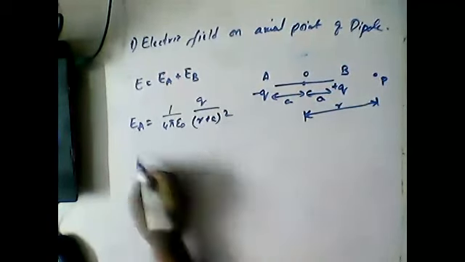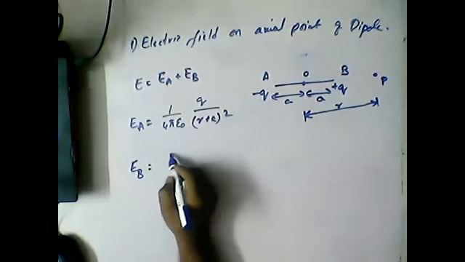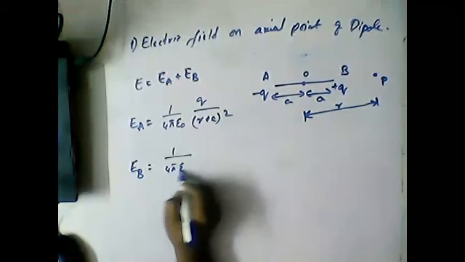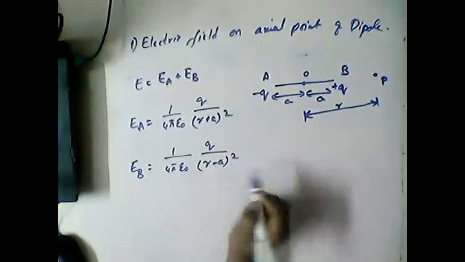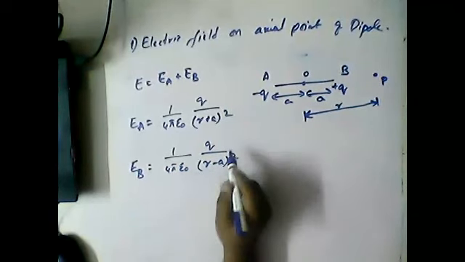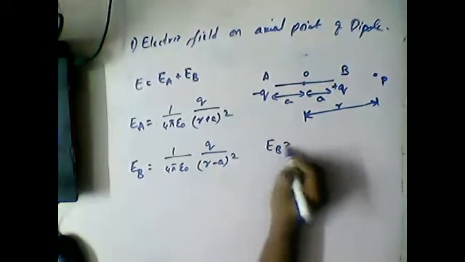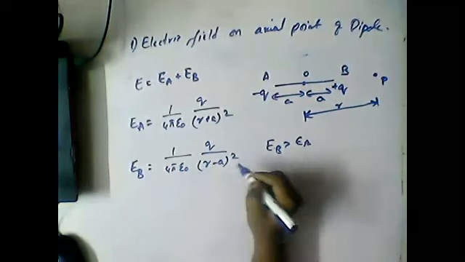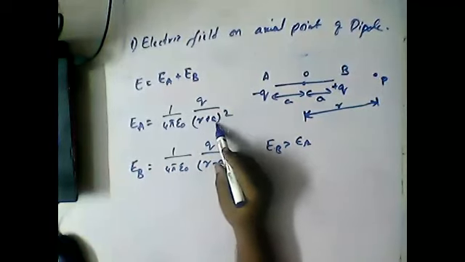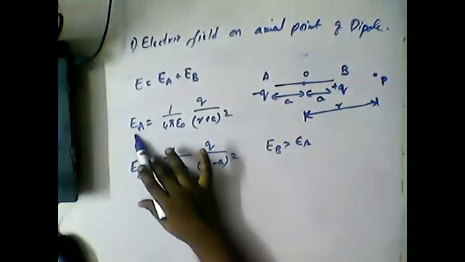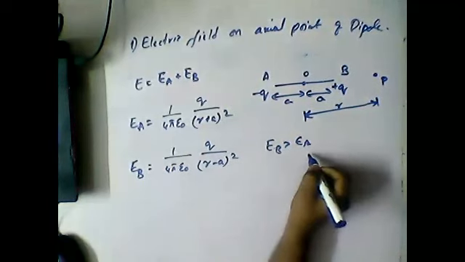Clear, guys? And similarly, EB can be written as EB is equal to 1 by 4 pi epsilon q by r minus a whole square. So from here we can clearly see that EB is greater than EA. Why is EB greater? Because here the denominator is small and there the denominator is high. If the denominator is high, the whole value will be small. If the denominator is small, the whole value will be high. So EB is greater than EA.